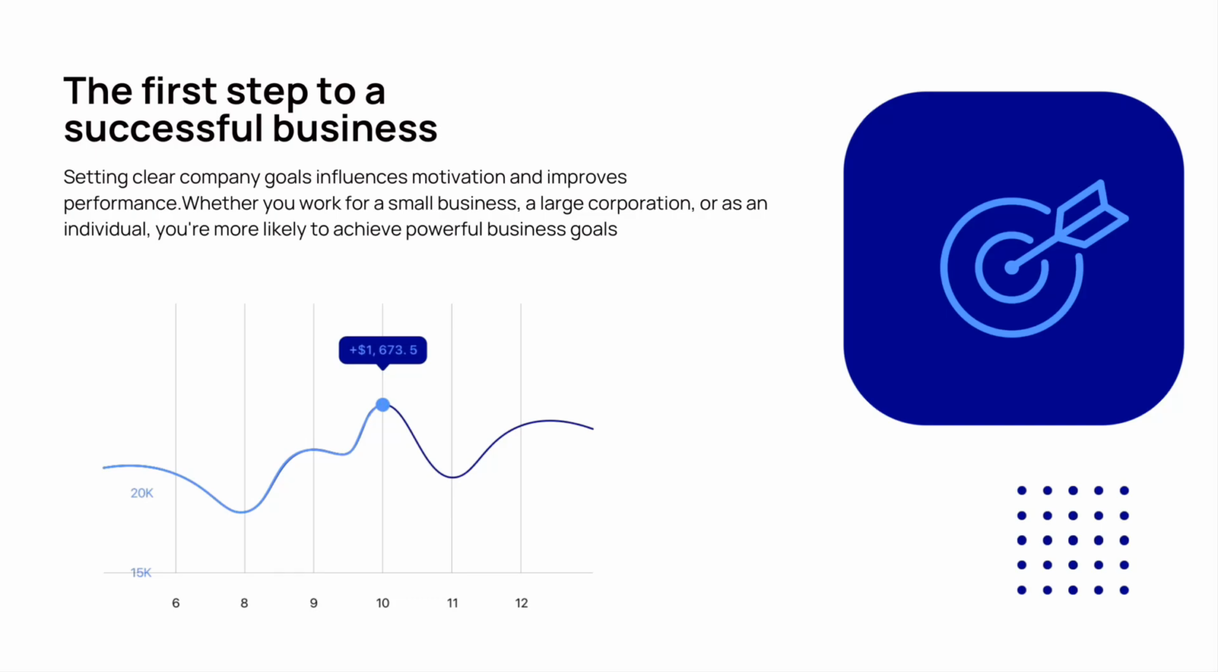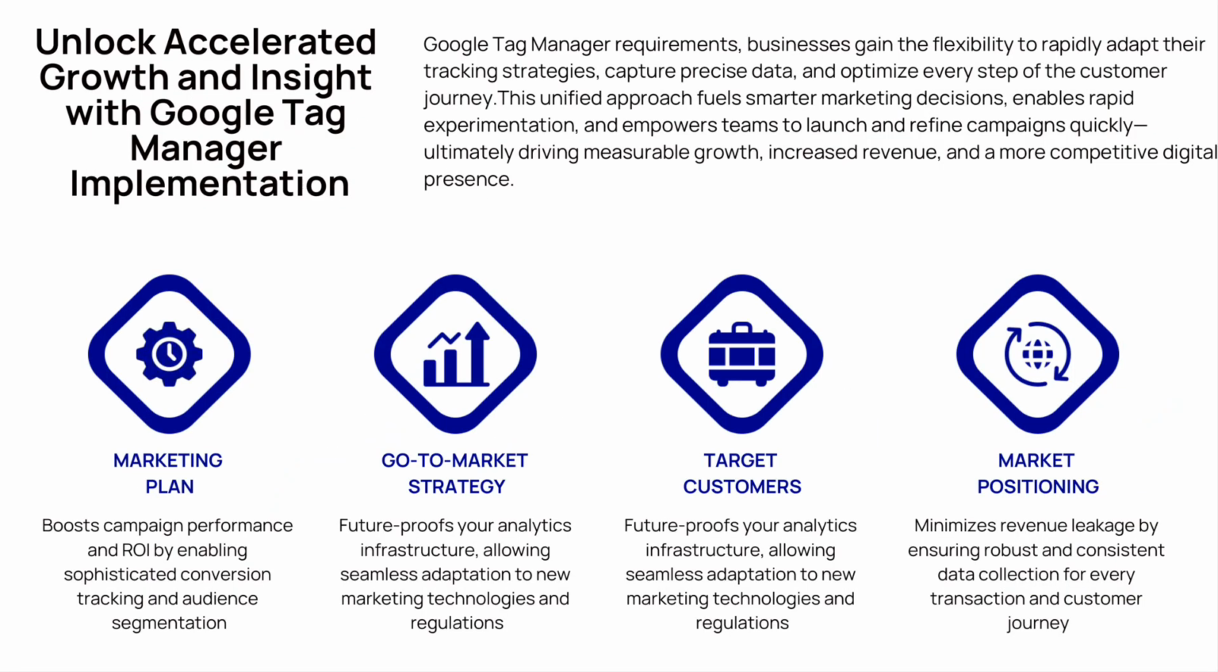You can see a noticeable peak in activity around the midpoint, suggesting a campaign or product moment that drove higher revenue. Accurate tracking turns those spikes and dips into actionable insights so you know what to repeat and where to improve. Implementing Google Tag Manager unlocked faster experimentation, cleaner data collection, and easier measurement across the customer journey. The visual with 4 icons represents planning, go-to-market readiness, customer targeting, and positioning.